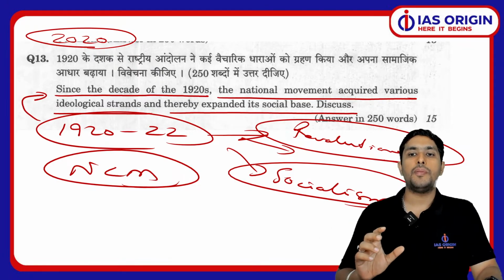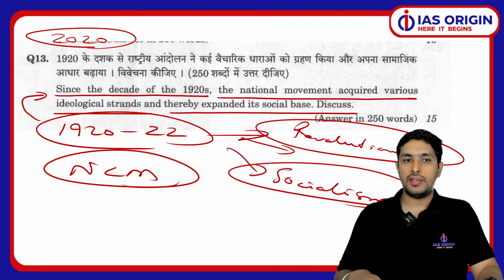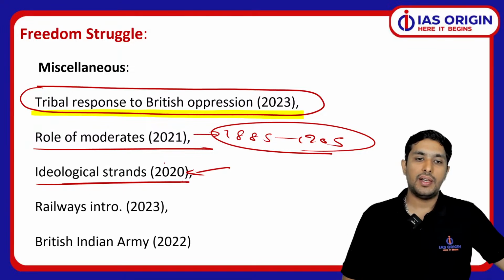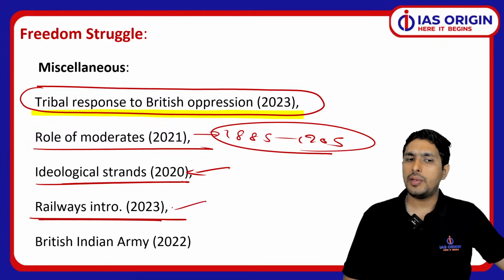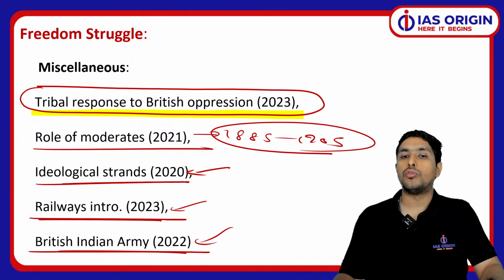So communism, socialism, these were also very strong, the left wing, as we call it. So this is a very important thing. So this was about it. Anyways, the railways' introduction and its impact was asked in 2023. British Indian Army, why it was successful. There was a question on that as well.